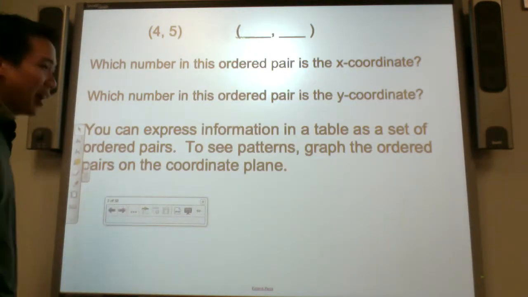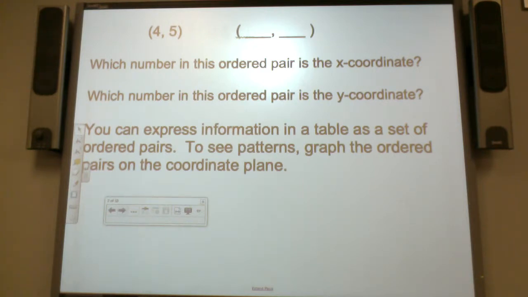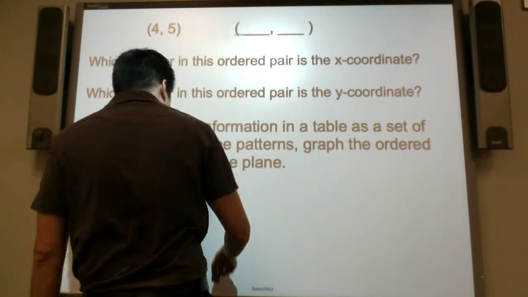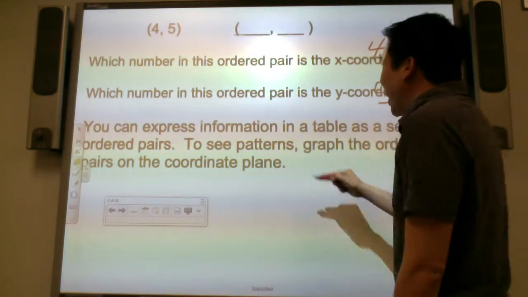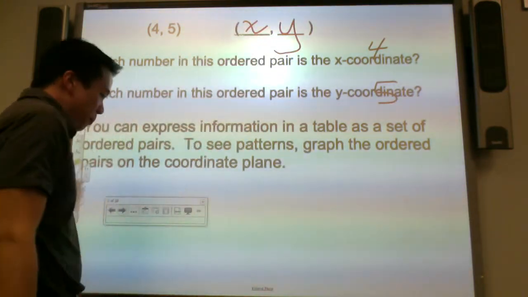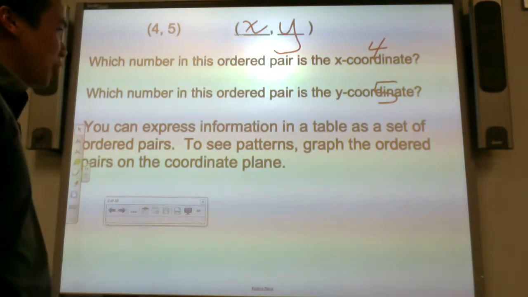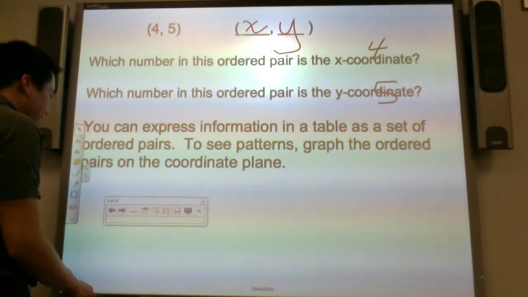Alright, so how do you graph a ratio table? Which number in this ordered pair is the x-coordinate? Which number in this ordered pair is the y-coordinate? So 4 is the x-coordinate, 5 is the y-coordinate. So let's label this so we know that in an ordered pair, x comes before y. You can express information in a table as a set of ordered pairs. To see patterns, graph the ordered pairs on the coordinate plane.